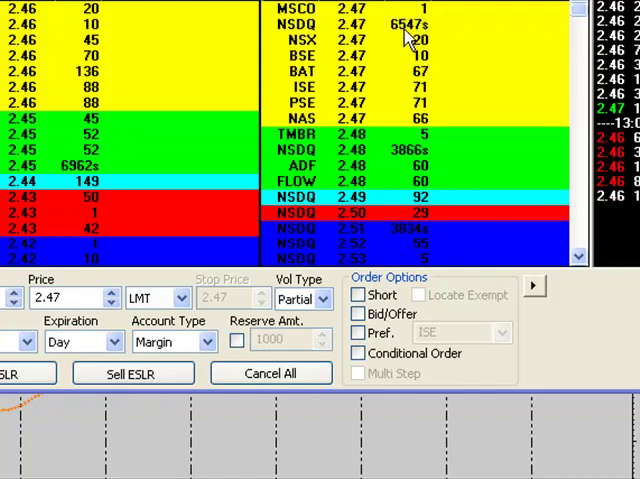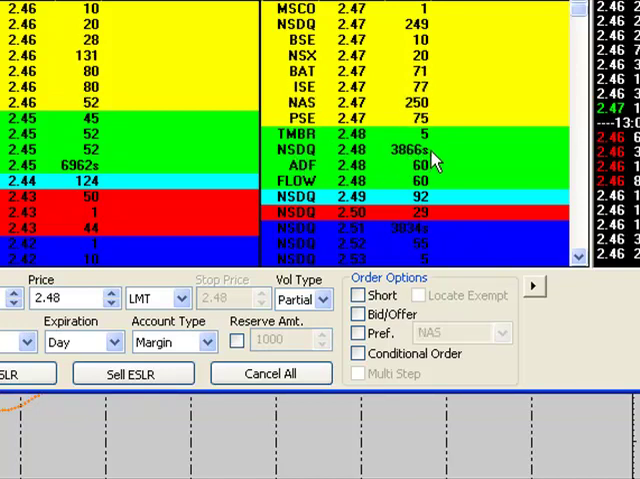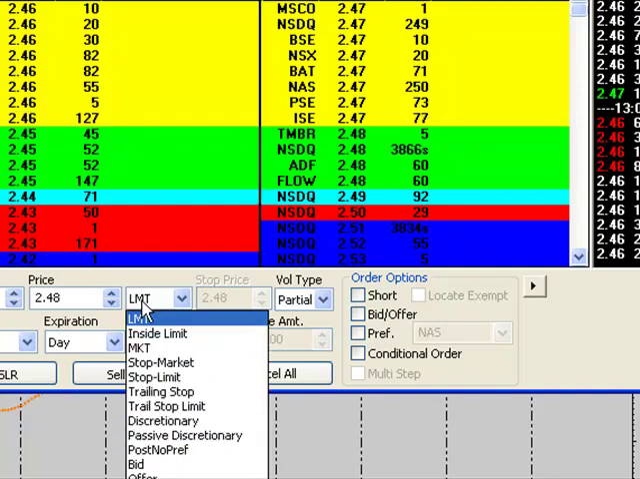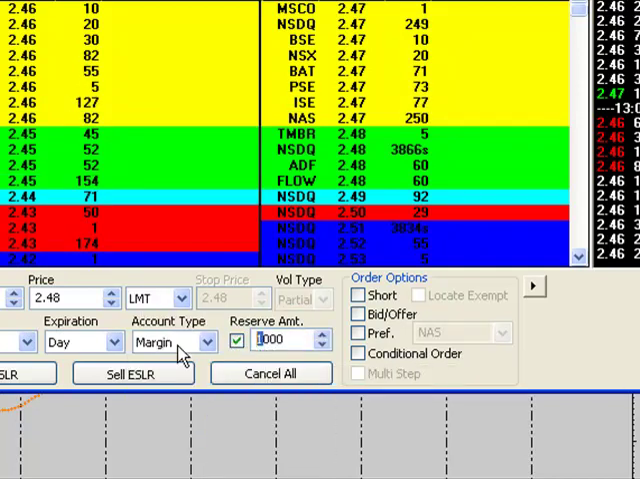Well, here's the thing about that. The level 2 is filled with lies. There is some truth in there. You can see that certain sizes, for instance, right here, 3866S. The S stands for actual shares available. What I can do though is, let's say I want to bid for 5,000 shares of this stock, but I don't want anyone to know.